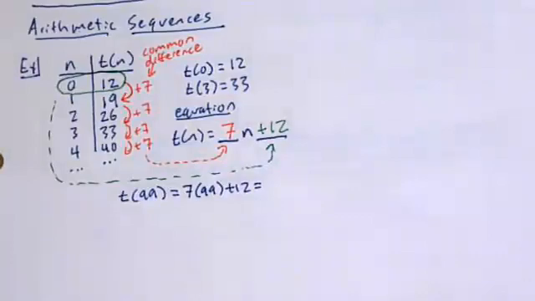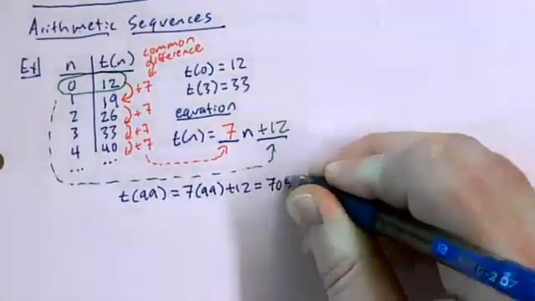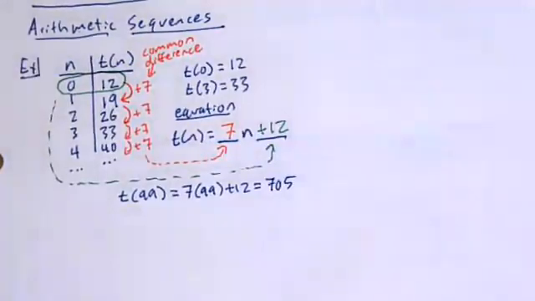7 times 100 is 700, but this is one less than that. So that would be 693, plus 12 is going to be 705. 705 sound right? Yes? Josh, nailed it. So if I were to list out all these terms all the way out to the 99th term, I would find that the 99th term would be 705. We don't have to list them all out, luckily, because we have an equation.